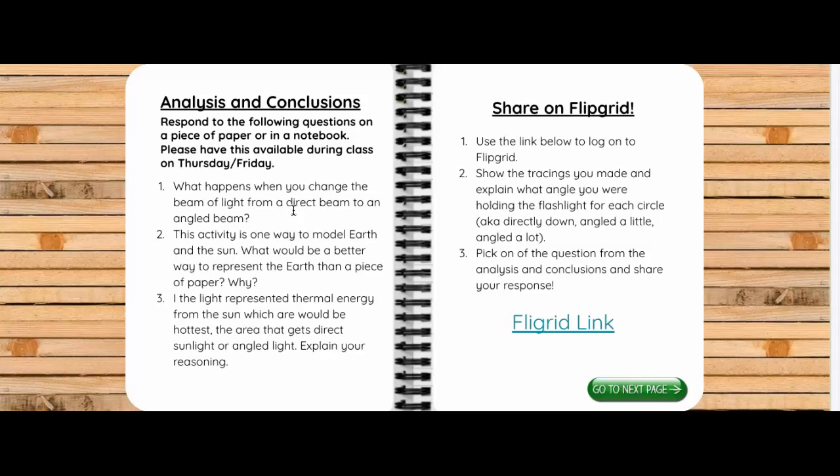And explain your reasoning. And then I would love it if you could go onto Flipgrid, use this link, show us the tracings that you made, and tell us which one was which. Like, this is the one where I shone it straight down, and this is the one where I shined it at an angle. And then pick one of these questions from the analysis and conclusion section and respond to it on Flipgrid. Okay, here's a link here.